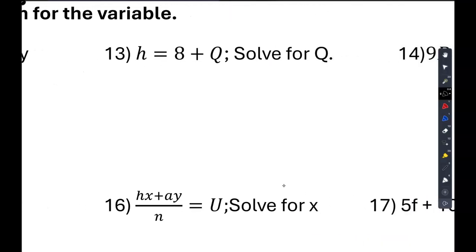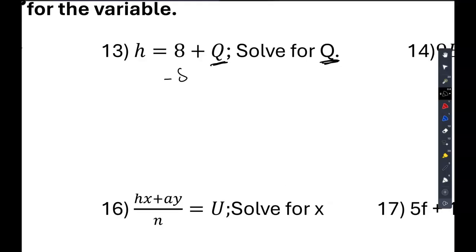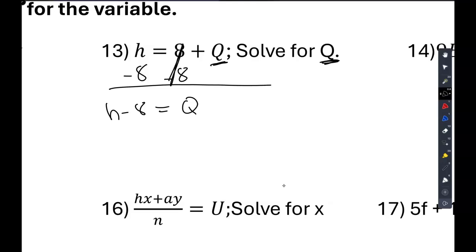Number 13. All right, here they want us to solve for q. Here's q right here. It's being added to a positive 8. We're going to subtract that 8 on both sides, like so. That's going to leave h minus 8. These two 8's cancel out, bringing down the q. So q is equal to h minus 8.